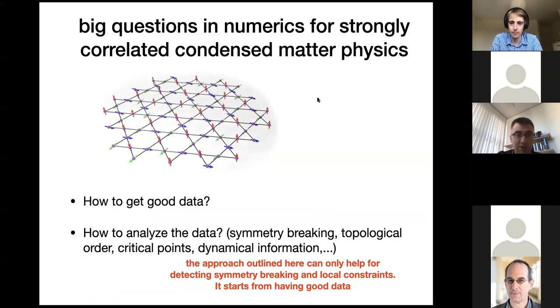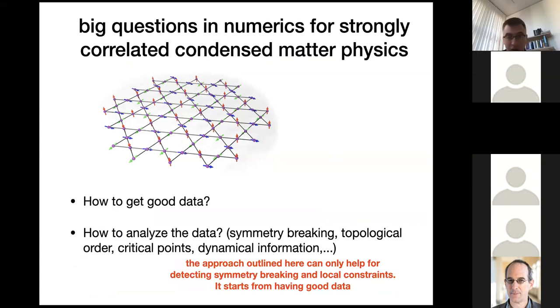Okay, as Sven said, my background is in quantum Monte Carlo simulations. And to give you an idea of the problems we face, we typically have two types of problems. So we are talking about numerics for strongly correlated condensed matter physics, or cold atoms in the realm of quantum simulation. And the biggest and foremost problem is how to get good data. So given a model, how do we get good data for interesting, say, fermionic models? And this is very challenging, is an open question. And there is no unique answer to do so, despite lots of progress in recent decades.